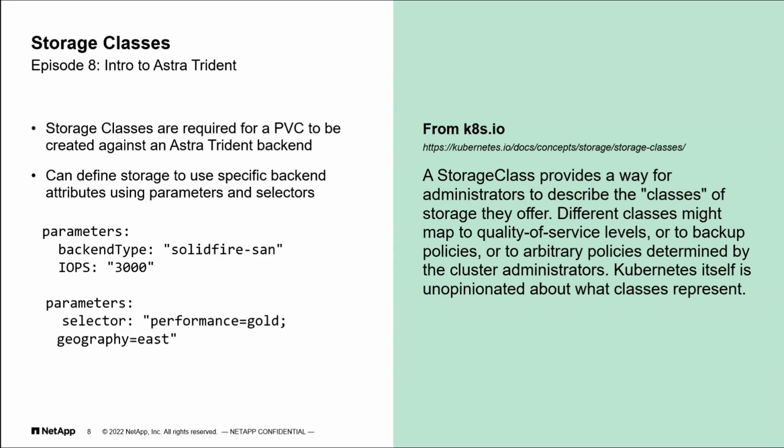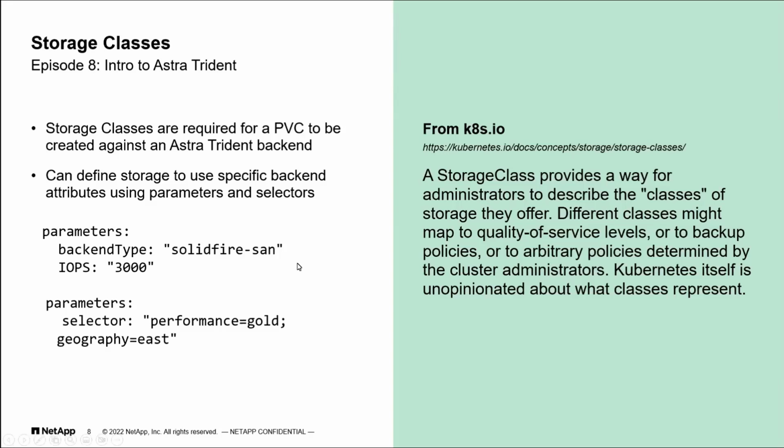So some of the parameters that you see on the screen here show the different types of backend parameters that we can set. So if you have a storage class that you want to use SolidFire SAN and a particular number of IOPS, you can specify the backend type and the IOPS in the storage class so that when we provision storage, we use that backend and at least that number of IOPS.